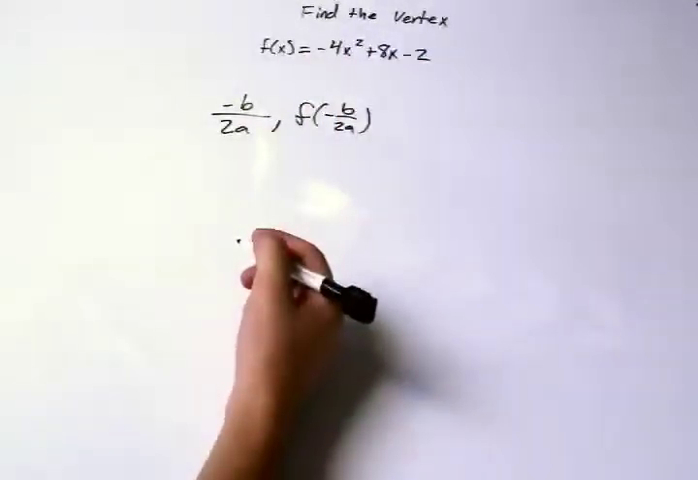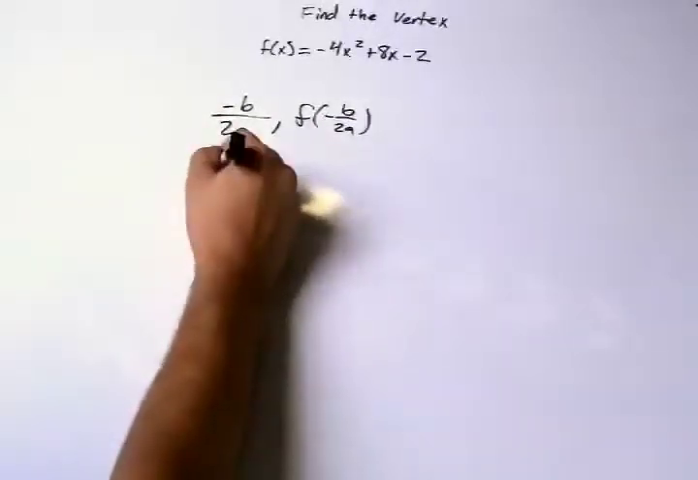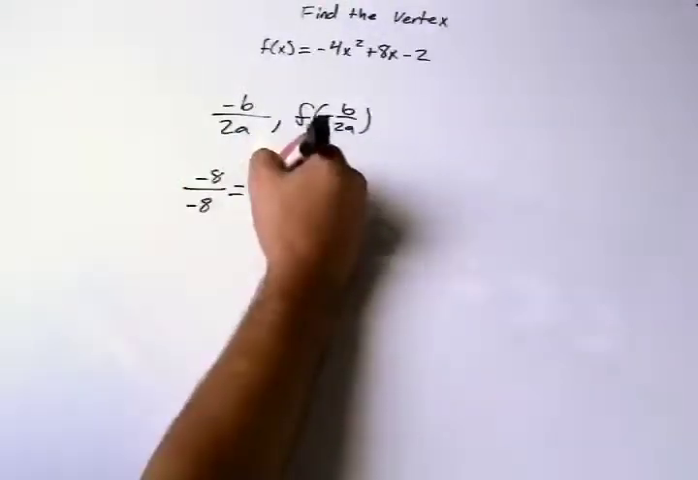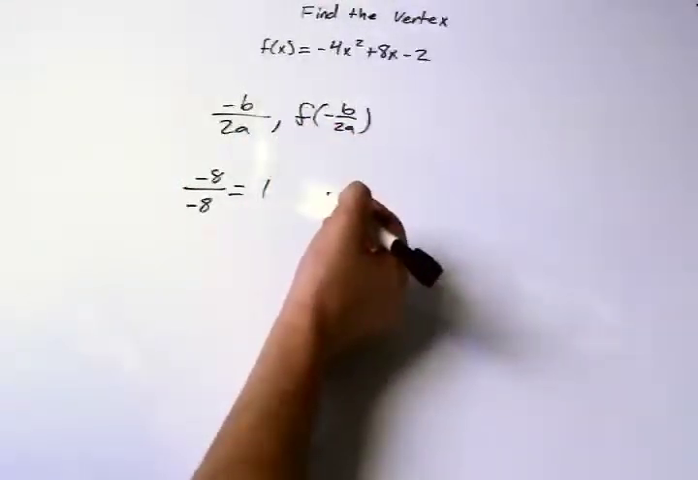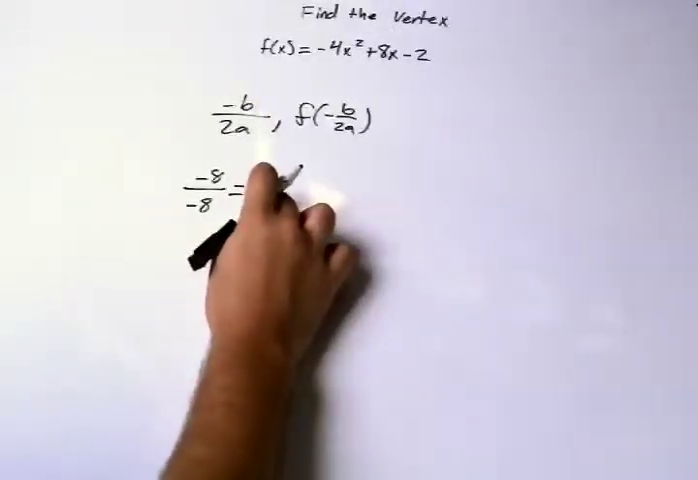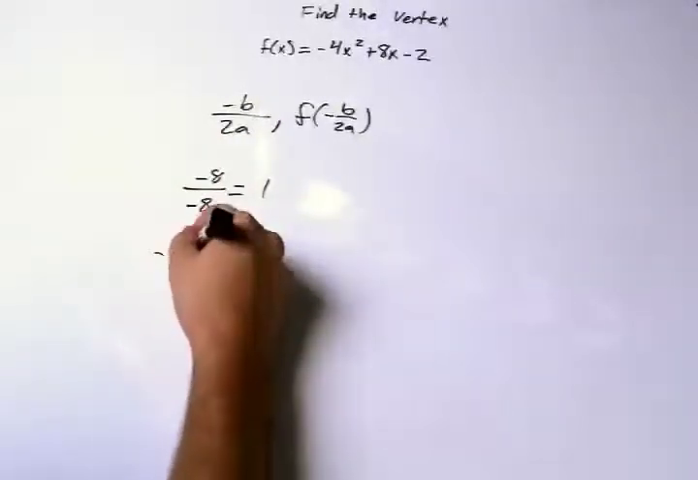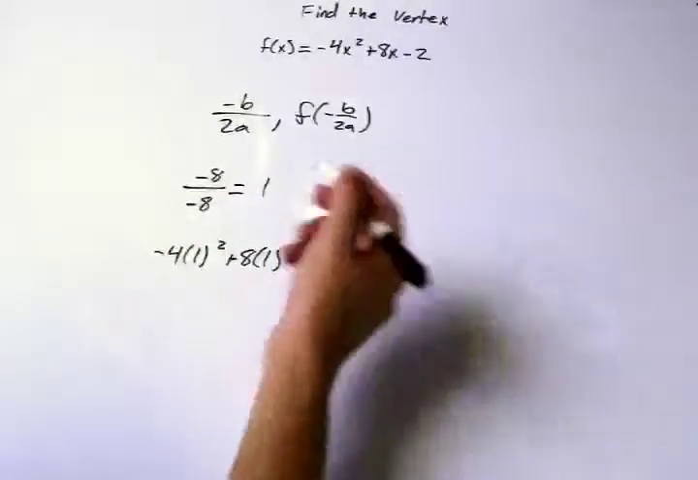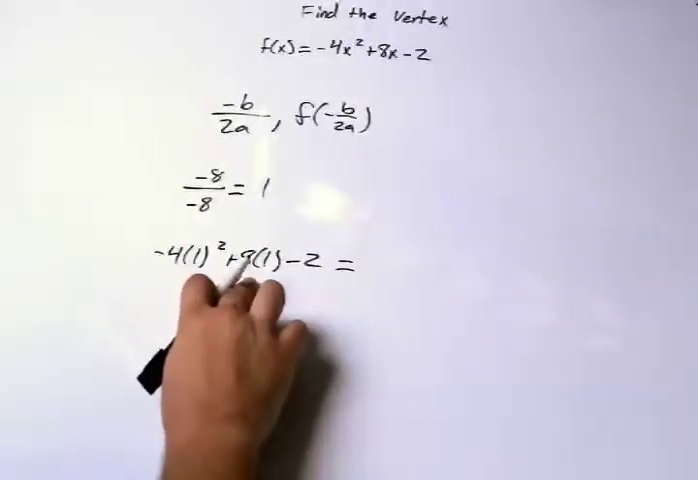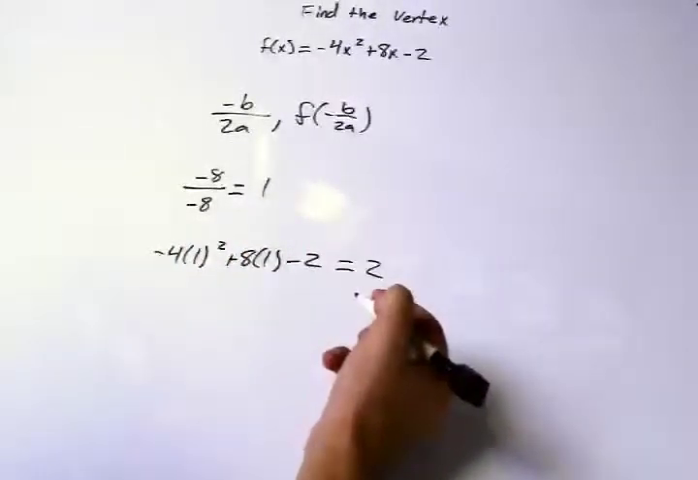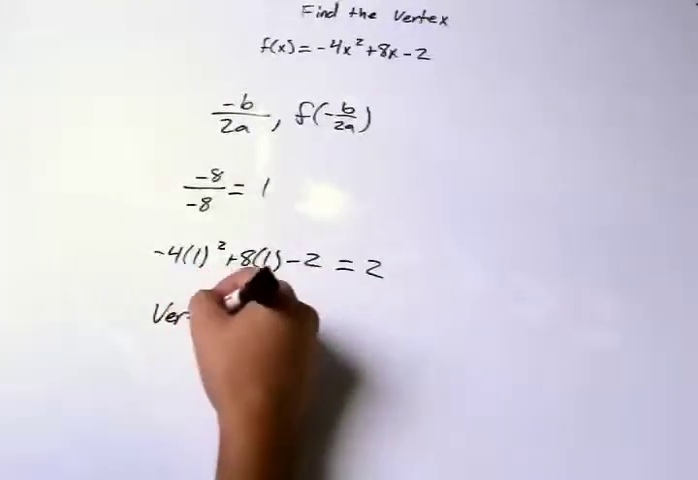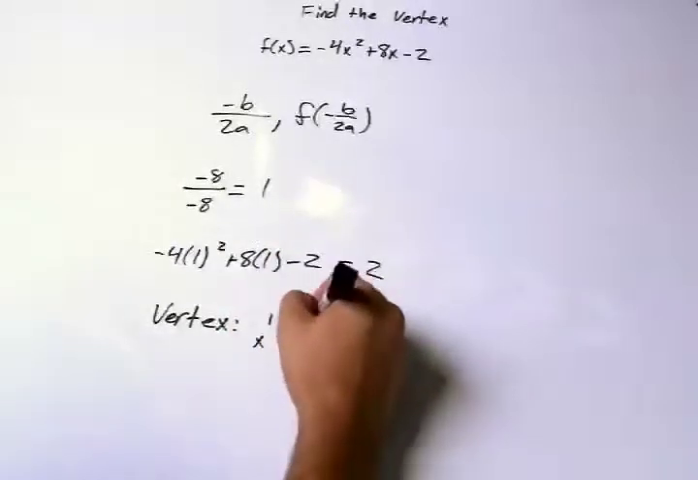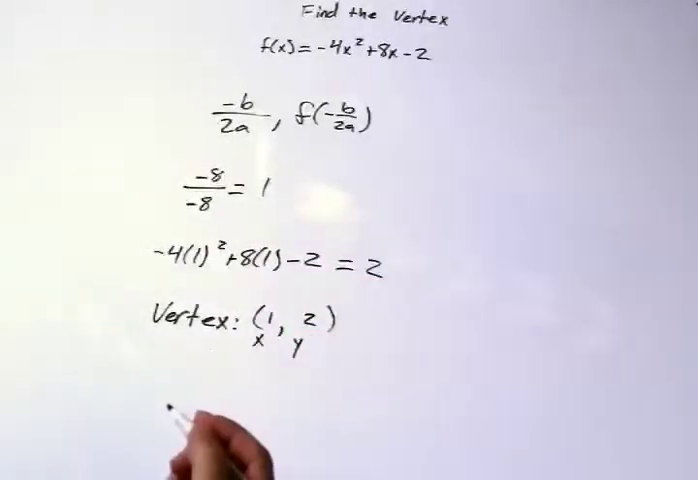So looking at this, you would say, okay, my b value is 8, so I want negative 8 over 2 times negative 4. Well, that's also negative 8. And that simplifies to be 1. And then I would take this and run it through my function. So to find the y-coordinate, it would be minus 4 times 1 squared plus 8 times 1 minus 2. And that ends up simplifying to be negative 4 plus 8. That's 4 minus 2 is 2. So you could say that the vertex then is at the coordinate x is 1 when y is 2. That's one way to approach it.